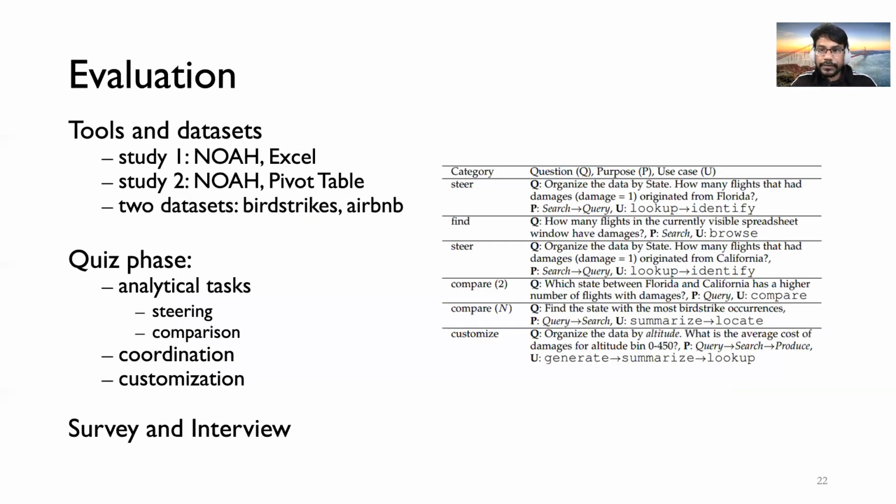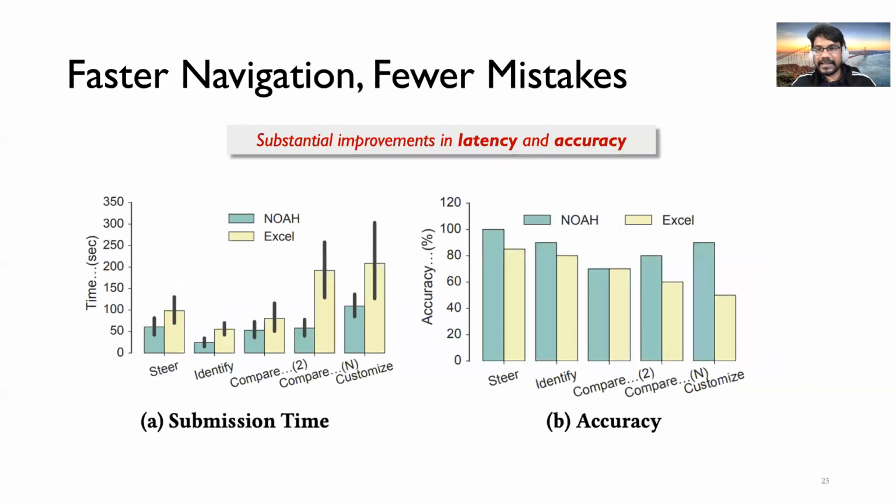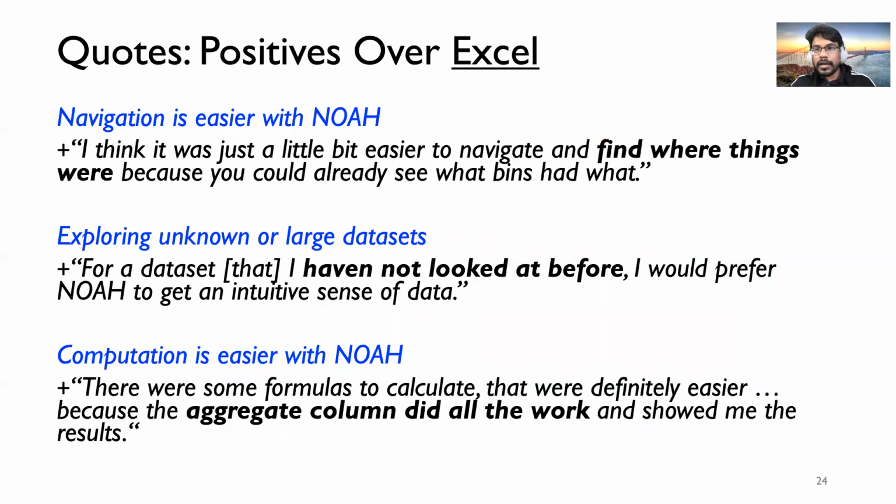We conducted 2 user studies to evaluate how NOAA impacted navigation performance of users on several tasks and compare the performance with Excel and pivot table. We encourage you to look at the paper for more details on the study design. We found that for tasks involving spreadsheet navigation, NOAA outperformed Excel in terms of latency and accuracy of task completion. Performing tasks with NOAA was much faster than even pivot tables.